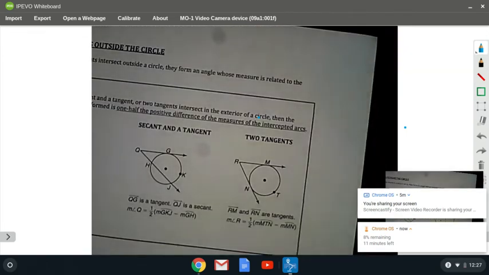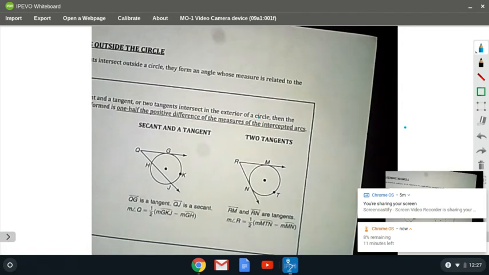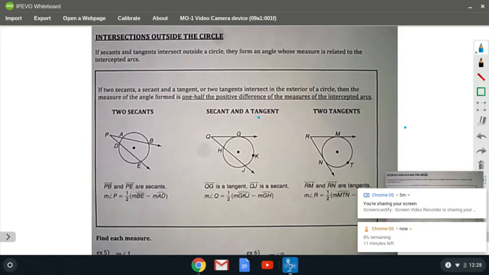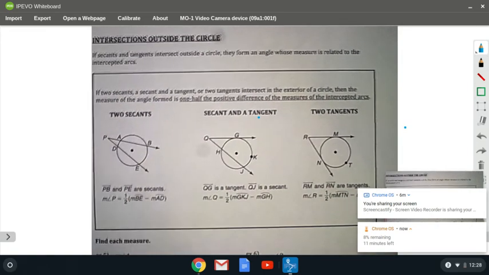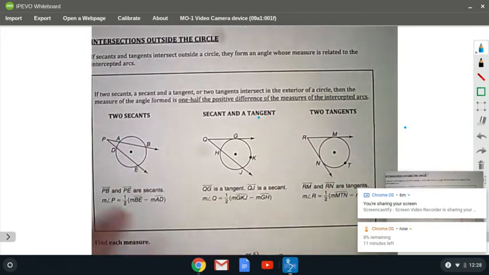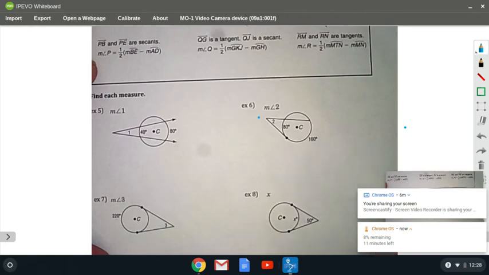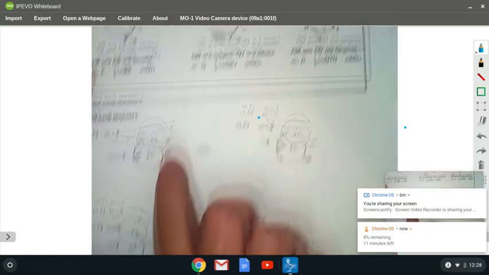All right, moving on to the back side here. This is where it gets a little crazy. We have a lot of different formulas being thrown at us here, so please focus on this side. Now we have intersections outside the circle. There are a few different ways this is going to look. It kind of breaks it down for you here, and then down here on the numbers, the exercises, I'm going to label which one they're talking about.